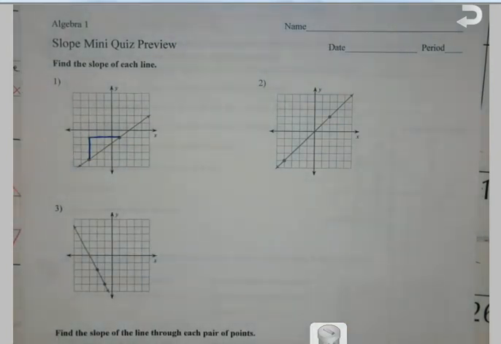Yes, ma'am? Like for 4 through 6, if we don't reduce them, is it wrong? It'd be a partial little thing. We'll talk about that.